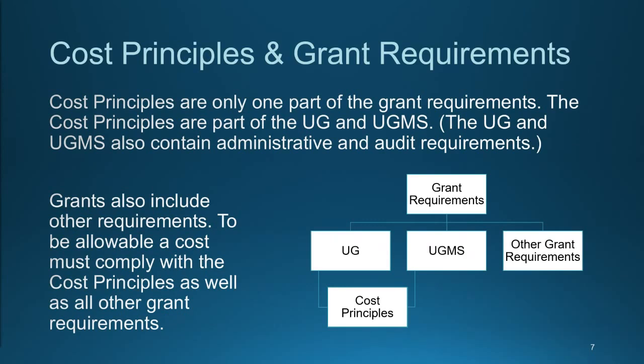Both of them include three parts. One of those is the administrative requirements, things like property standards and procurement standards and access to records and record retention, fun stuff like that. Then there's a section on cost principles, and third, there's a piece on audit requirements that each of them have. So we're just focusing in today on the cost principle piece of those. And again, as a reminder, when we're talking about allowability, we also have to keep in mind the other grant requirements as well. So if you move on to the next slide, please.